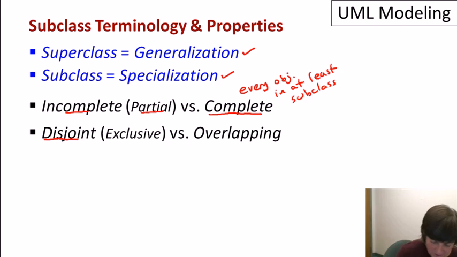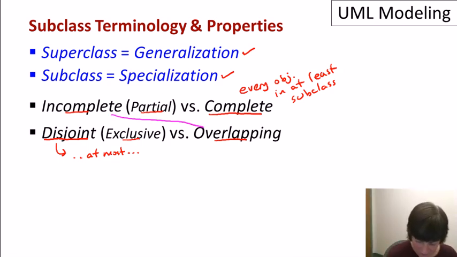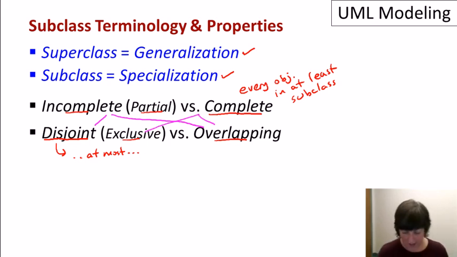A subclass relationship is known as disjoint if every object is in at most one subclass. In other words, we don't have any objects that are in more than one subclass, and that's sometimes called exclusive. And if it's not disjoint, then it's overlapping, meaning that objects can be in multiple subclasses. We can have any combination of these pairs. So we can have incomplete overlapping or incomplete disjoint, complete disjoint, or complete overlapping.